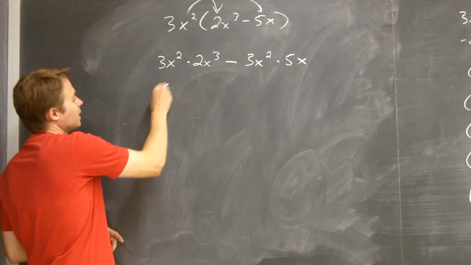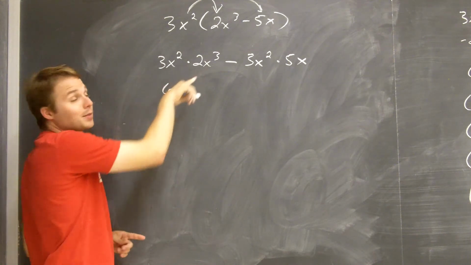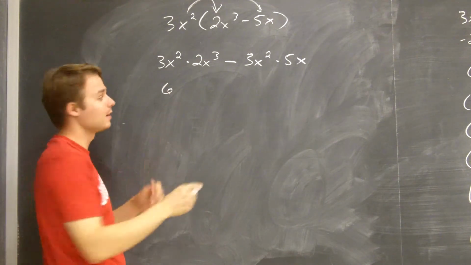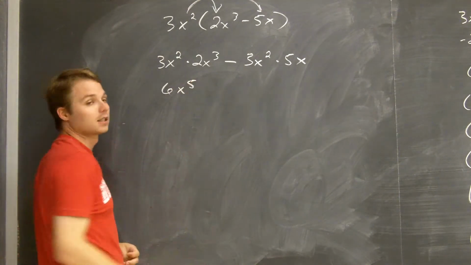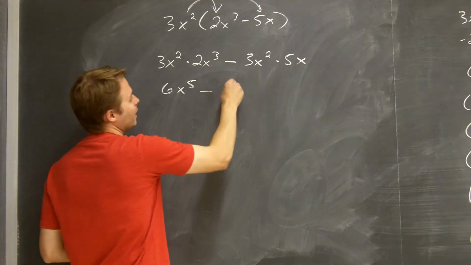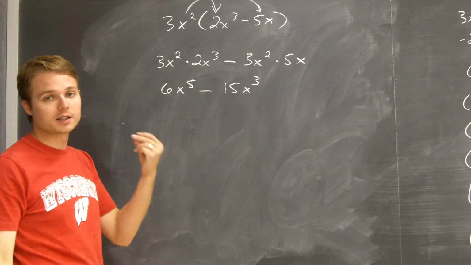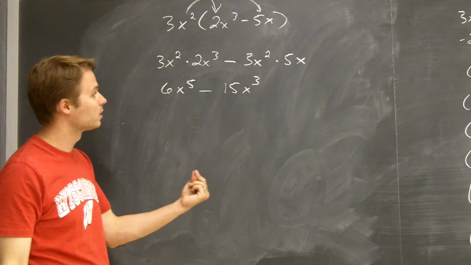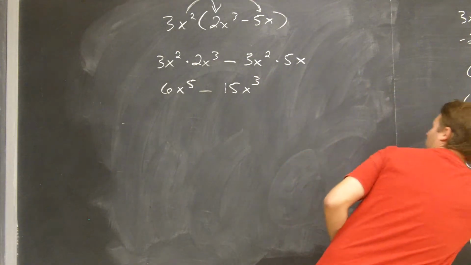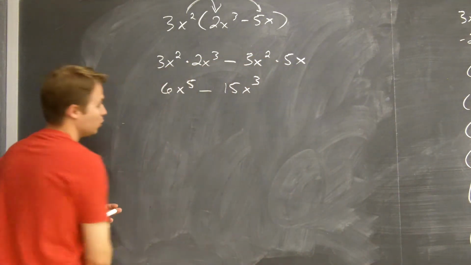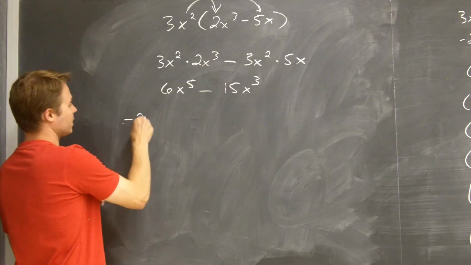3 times 2 is 6. X squared times x cubed, remember your rules, you should add the exponents, so this will become x to the 5th. And then here I'll have 15x cubed. Again, just multiplying the constants and then adding the two exponents together. And of course, I can continue to expand on this as much as I want.